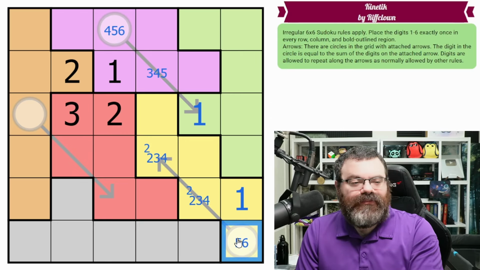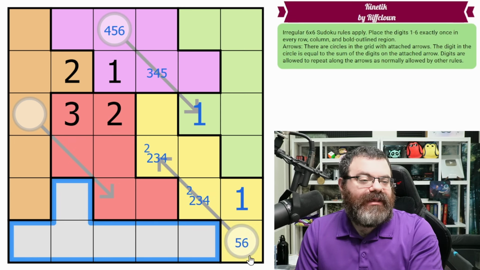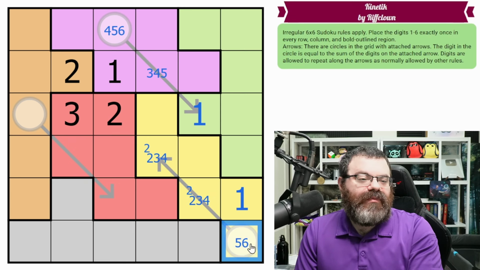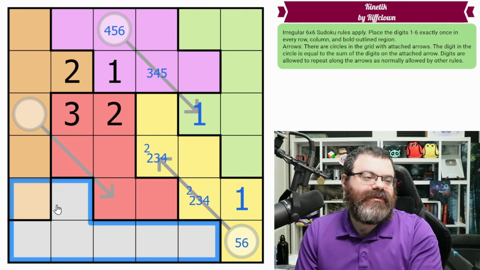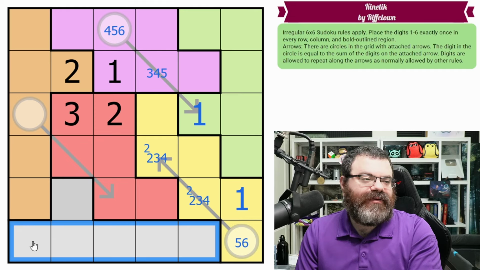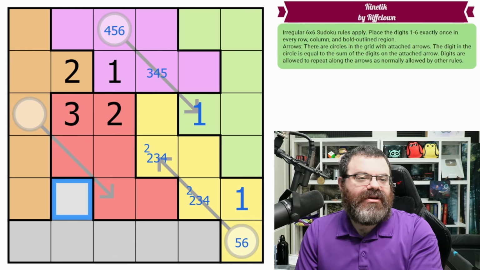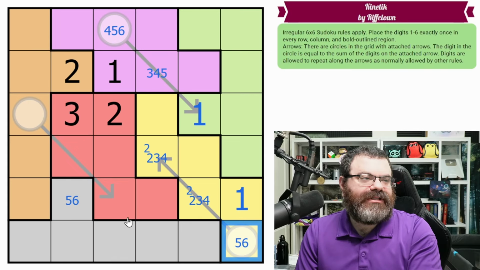This 5, 6, where does it go in gray? Well, it can't repeat in the row. Whatever this digit is, if it's a 5, where's the 5 go in gray? If it's a 6, where's the 6 go in gray? Well, it's not going to repeat in the row. So it's going to go right here. These two are the same digit as each other.